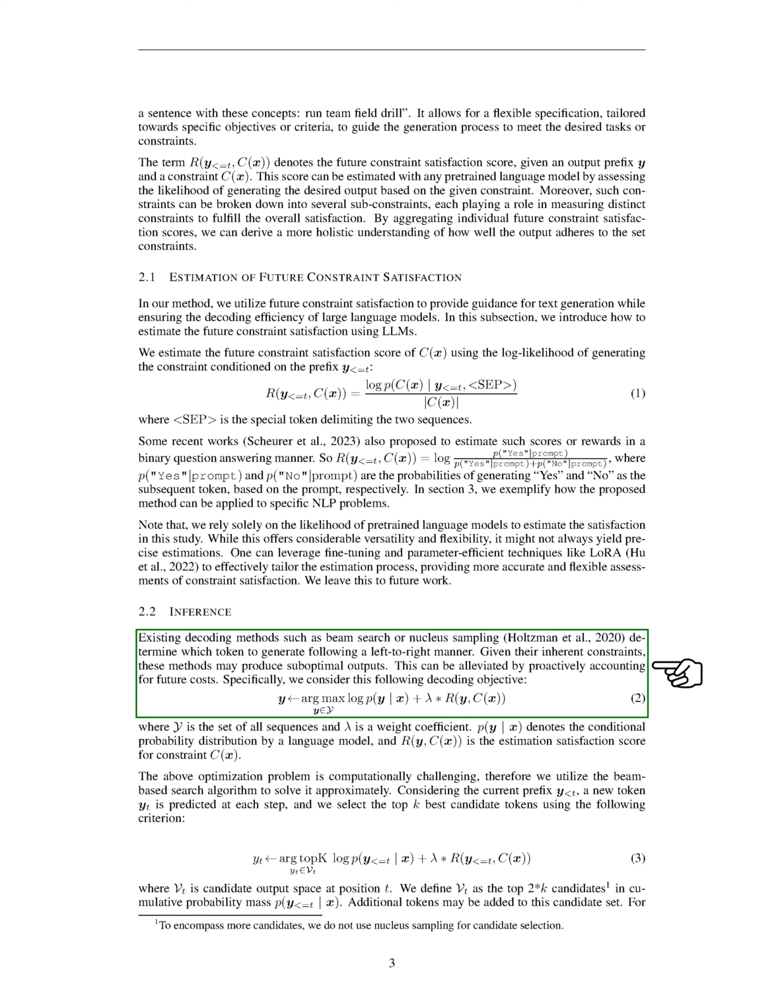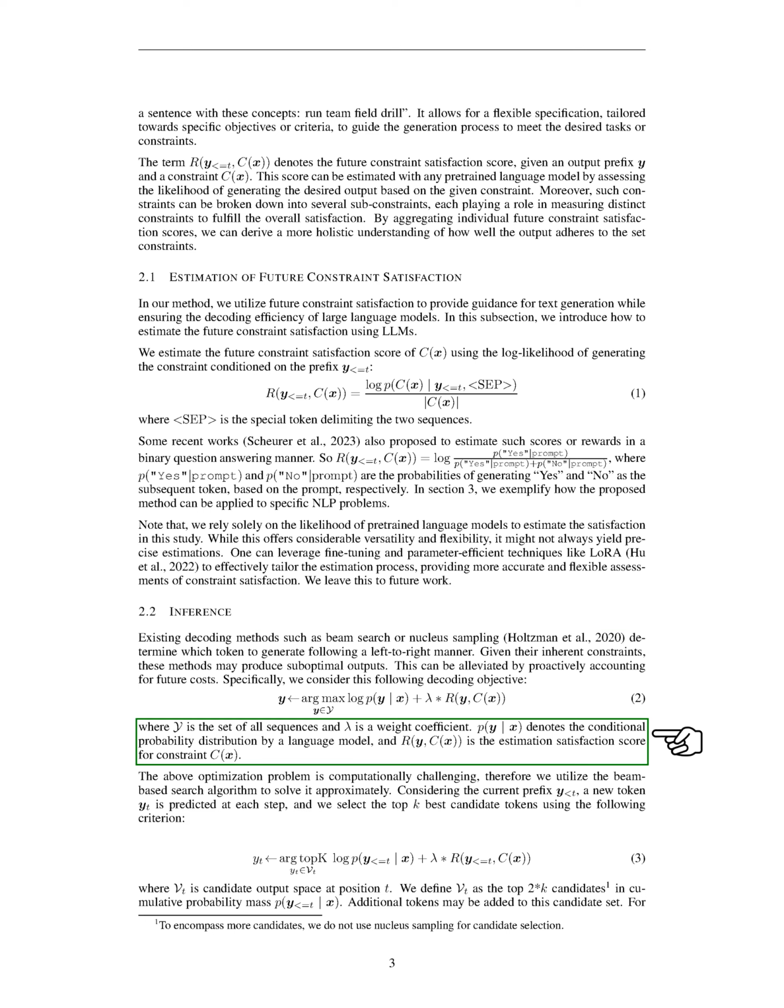Existing decoding methods like beam search or nucleus sampling decide which token to generate in a left-to-right manner. Due to their inherent constraints, these methods may produce less than optimal results. This can be improved by proactively considering future costs. Specifically, we consider the following decoding objective: y equals argmax over y in Y of log p(y|x) plus lambda times r(y, c, x), where Y is the set of all sequences and lambda is a weight coefficient.